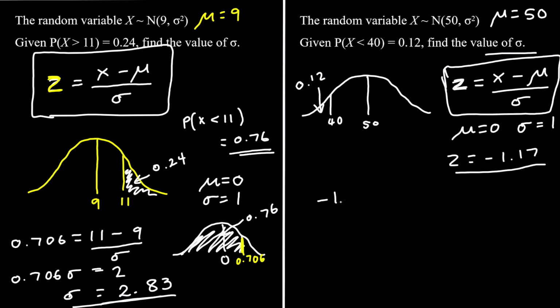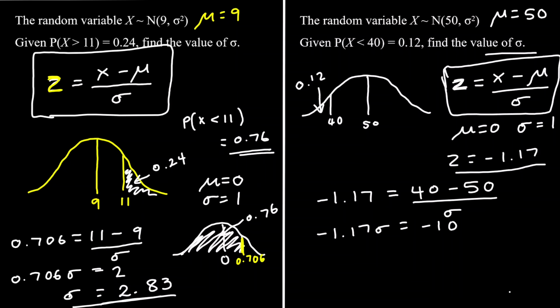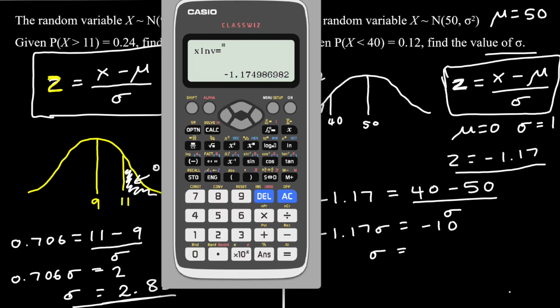We're going to put it into the formula. So z equals x, which is 40, minus the mean, which is 50, divided by the standard deviation. So multiply by the standard deviation and divide by our z, and we'll get standard deviation by itself. So negative 10 over our last answer, it's 8.51.